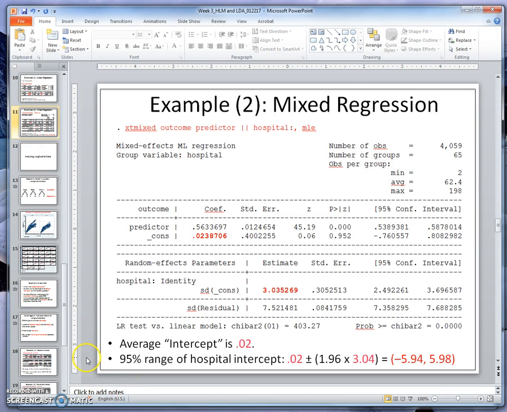If we go to the next slide, the average intercept is 0.02. But depending on the hospital that you're from, there's going to be a whole range of different intercepts that you have to deal with. So the 95% range of hospital intercepts is 0.02 plus or minus 1.96, which is the term used for 95% confidence intervals, multiplied by 3.04. 3.04 is here, and so you see that the range of intercepts is anywhere between negative 5.9 all the way through 5.98. So that's what you can see as the intercepts.